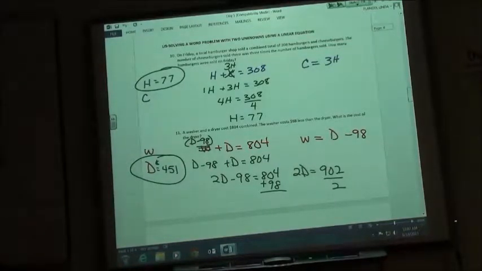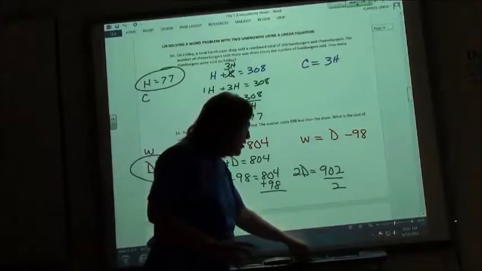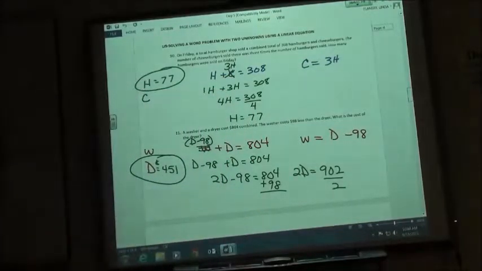So just be aware that you could have the other one, and that you've got to make sure that you're answering the question that they're asking. Do they want the washer or do they want the dryer? Just because you got to the end of solving your equation doesn't mean that's the one they're asking for.